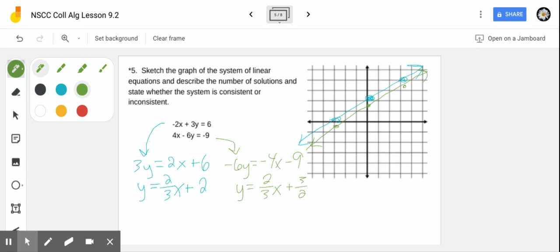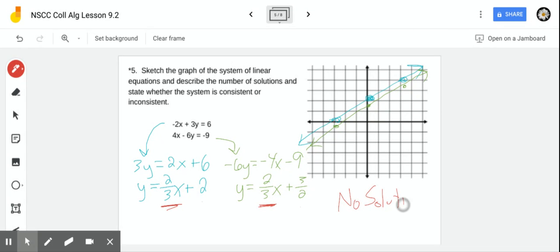You can see right away from this, before we even graphed it, these have the same slope, but different y-intercepts. So these are parallel lines. There's no solution to this. And the vocabulary word we use for it is inconsistent.